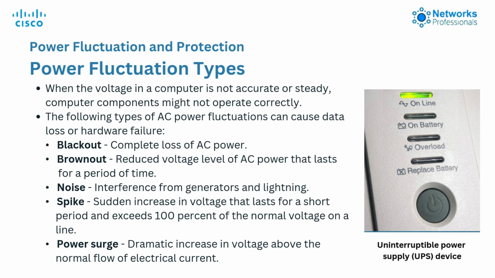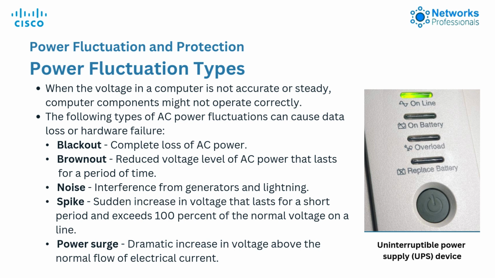Power fluctuation and protection. Power fluctuation types. When the voltage in a computer is not accurate or steady, computer components might not operate correctly. The following types of AC power fluctuations can cause data loss or hardware failure. Blackout, complete loss of AC power. Brownout, reduced voltage level of AC power that lasts for a period of time. Noise, interference from generators and lightning.